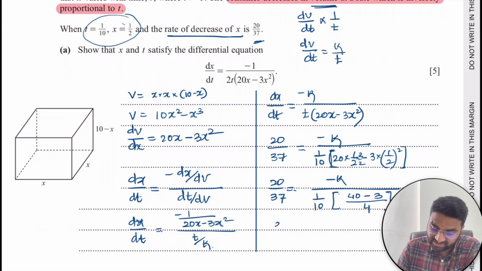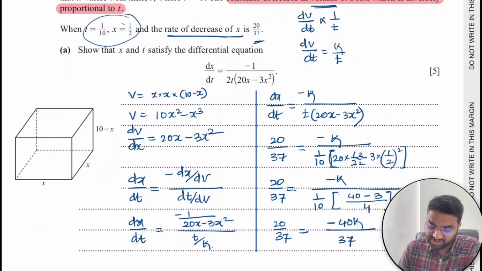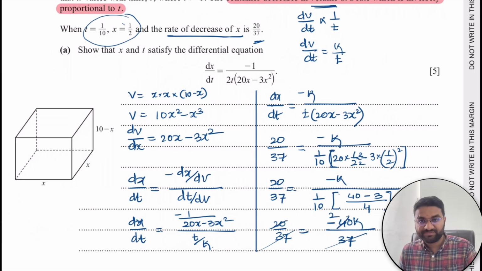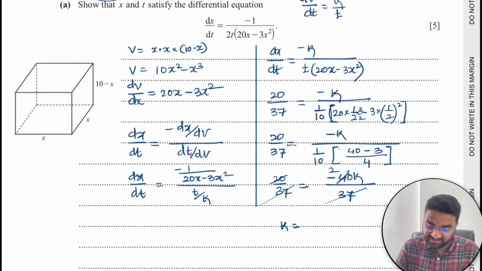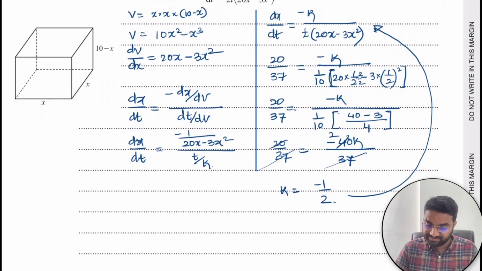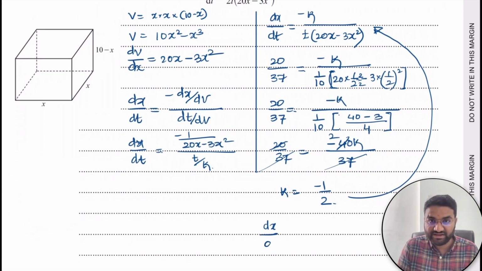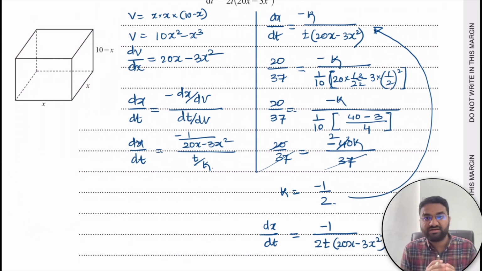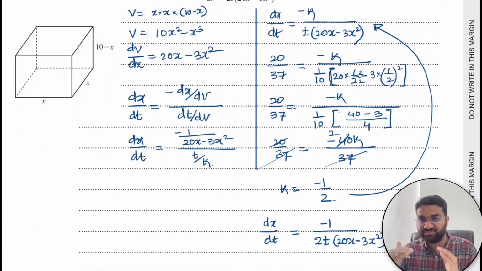So you can write 20 by 37 is equal to negative 40k over 37. Now 37 gets cancelled out, and here 20 times 2 is 40. Alright, and we will get the k value, which is negative 1 upon 2. Now if you substitute this negative 1 upon 2 in this equation, we will get dx by dt, which is equal to negative 1 upon 2t times (20x minus 3x square). Fine, this is how you have to solve step by step.